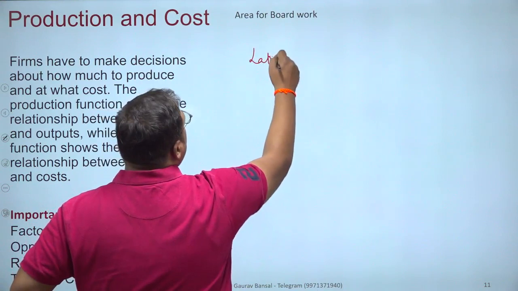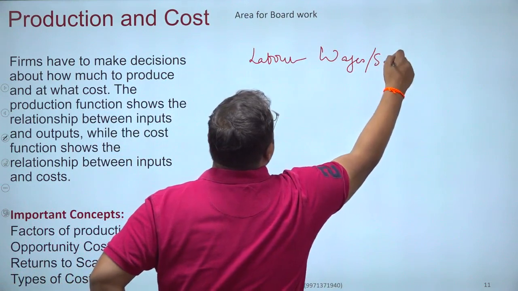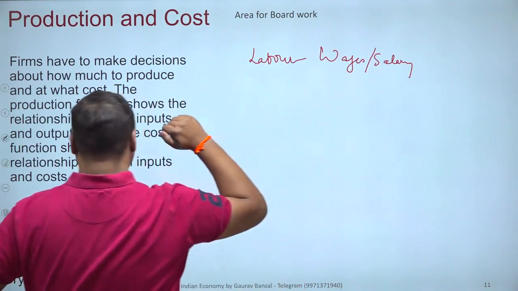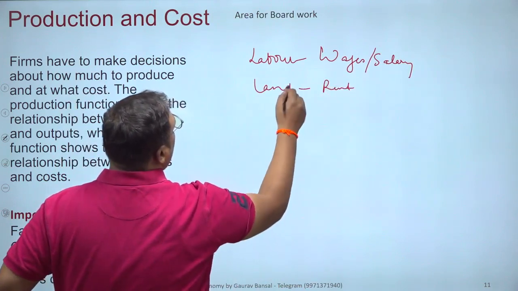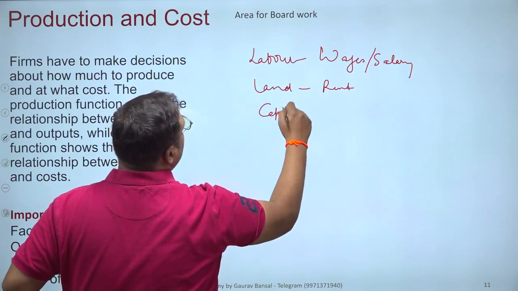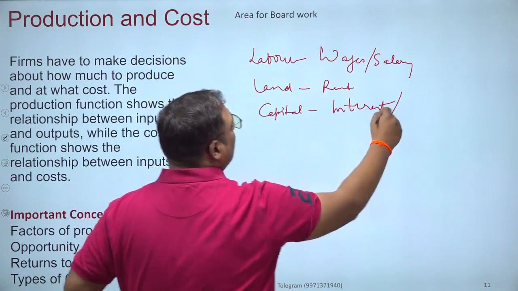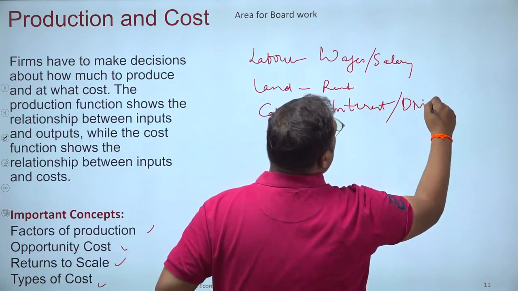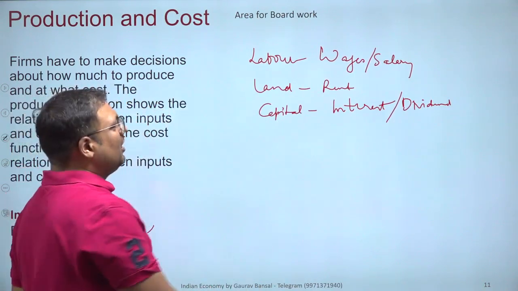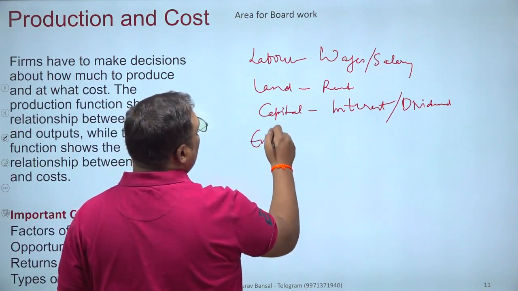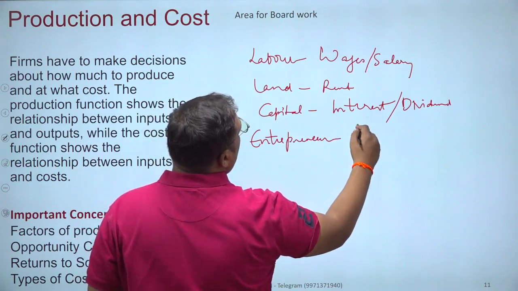Labor. Labor gets wages or salary. Then land gets rent. Then capital gets interest. In the traditional theory we say interest, but we can also add one more term here, that is dividend. If you buy shares in a company, you contribute capital and you get dividend. And if you're an entrepreneur, if you're running a company, if you're a manager, you will get the profit.